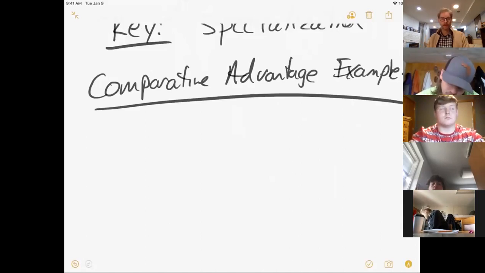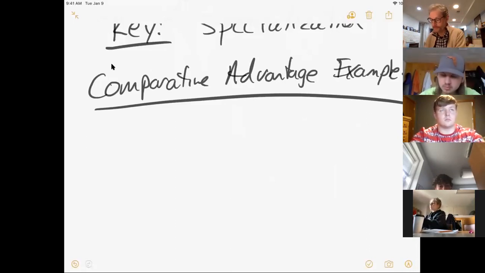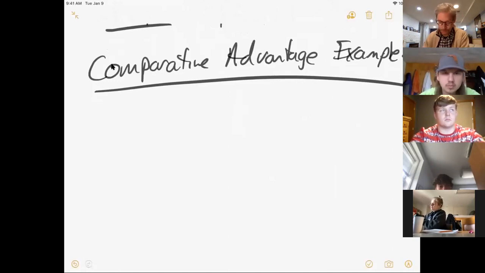Okay. So here's our example. Obviously this is an extremely simplified example, right? So I wouldn't necessarily say this is a realistic example, but we want to keep it simple because we want to illustrate hopefully what's a pretty obvious point when we get to the end of this. But let's assume that we have two countries and these two countries only make two goods, okay?